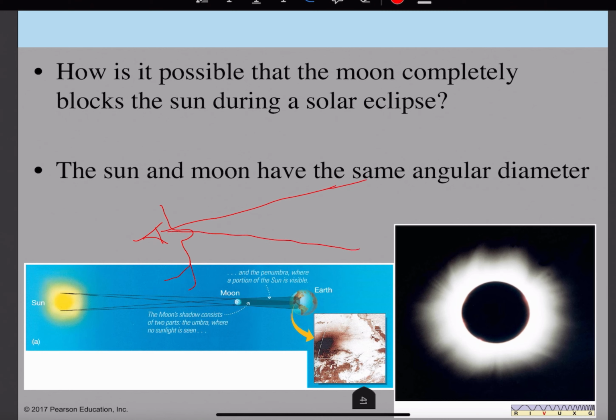and it just so happens that the sun and the moon both fall on that triangle, so that the tops line up and the bottoms line up. So because of that, it appears to you that the sun and the moon have the same angular diameter. And that's what allows the moon to completely block the sun.